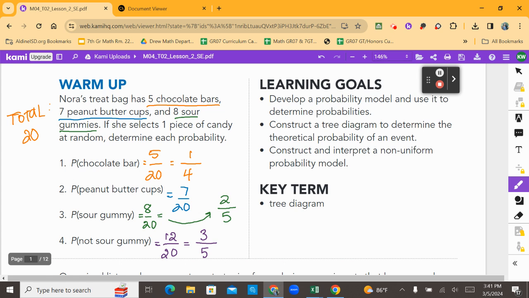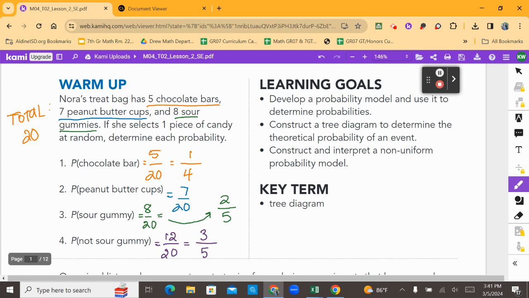For number 3, there are 8 sour gummies out of 20. That can be simplified. See if you can guess what number I divided the top and bottom by. 4. 8 divided by 4 gives you 2. 20 divided by 4 gives you 5. And then lastly, the complement of the sour gummies would be non-sour gummies or not sour gummies. So I just took the opposite of number 3.